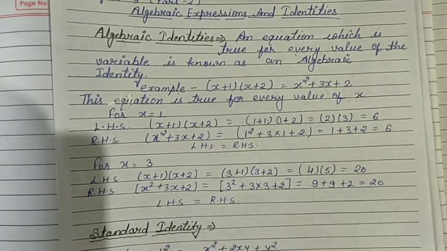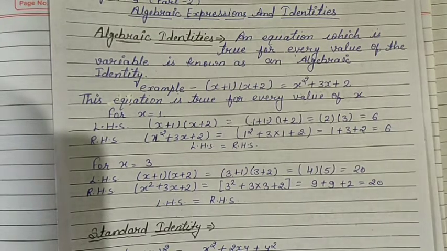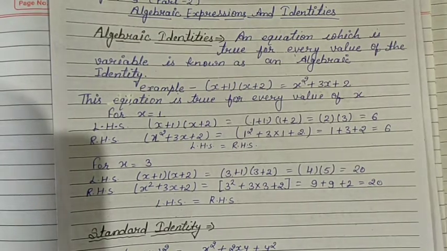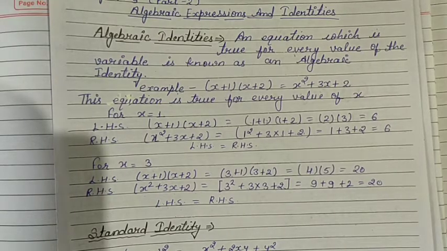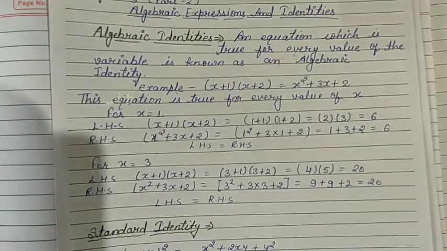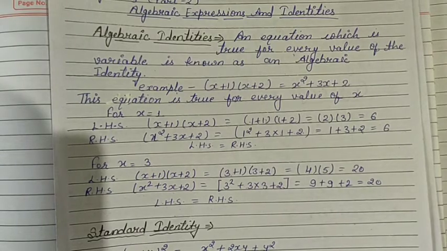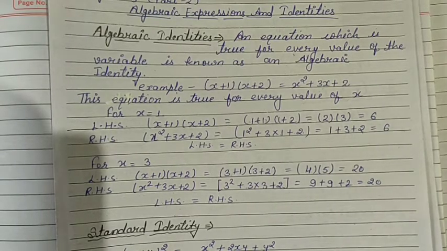So the left hand side is equal to the right hand side. It means x = 3 is also a solution of this equation. It means this equation is true for every value of the variable. This is true for the variable equal to 1, and this is true for the variable equal to 3. So this type of equation is called an algebraic identity.